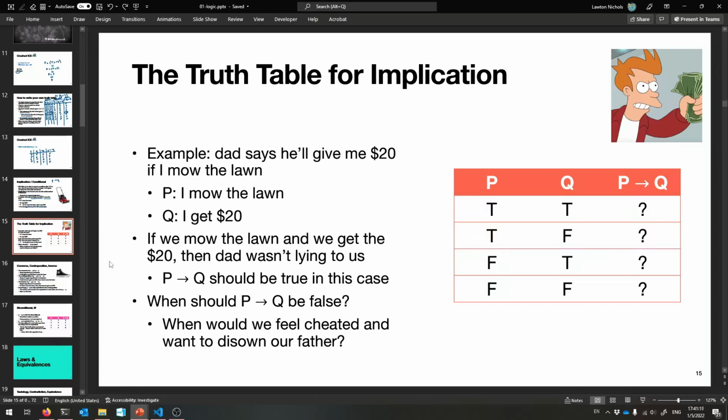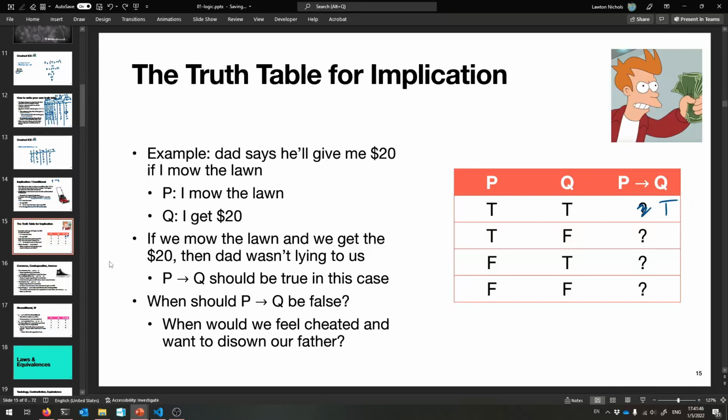So think of it in terms of lying. So when would Dad be lying to us? That's when P implies Q is false, okay? So if we mow the lawn and we get the $20, then Dad wasn't lying to us, right? So P implies Q, if P then Q, should have been true. Yeah. So let's define it to be. If I mow the lawn and I get $20, well, yeah, Dad was telling me the right thing. If this, then that. Yeah, I did the thing, I got the thing. I got my money. So that is true.